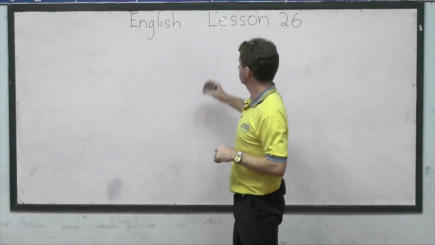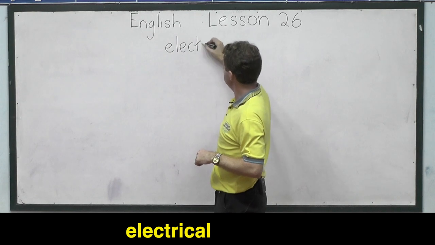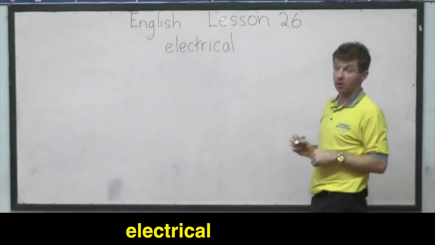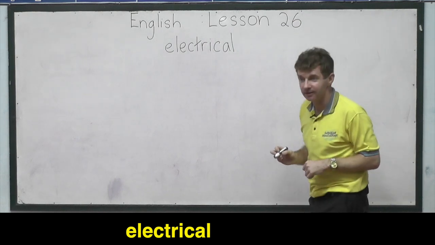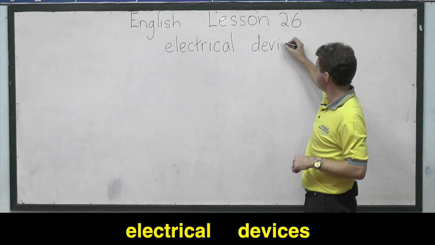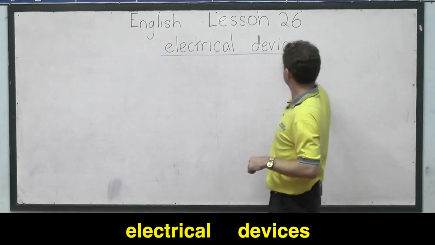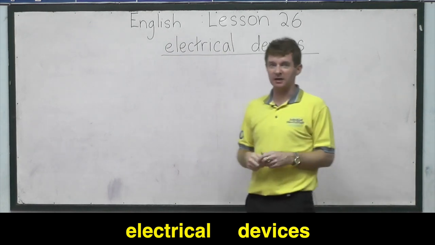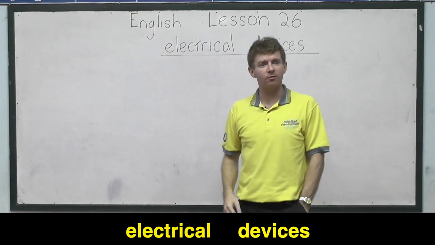That's why we call them, ready guys? E-L-E-C-T-R-I-C-A-L. Electrical. Electrical. Electrical. Electrical. D-E-V-I-C-E-S. Electrical devices. Device more or less means machine. It's like a machine, something that needs electricity to work. Okay, guys. So what type of electrical devices did we talk about?